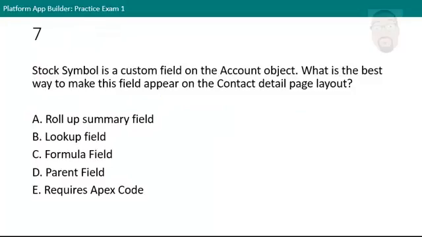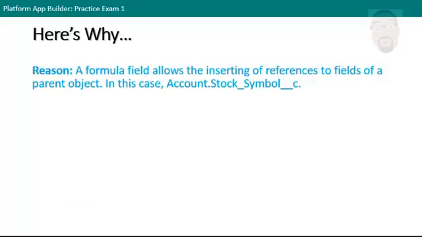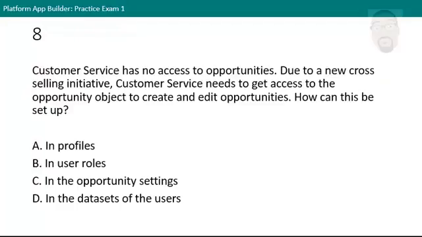Stock symbol is a custom field on the account object. What is the best way to make this field appear on the contact detail page layout? Use a formula field. A formula field allows the inserting of references to fields of a parent object. In this case, account.stock_symbol__c.